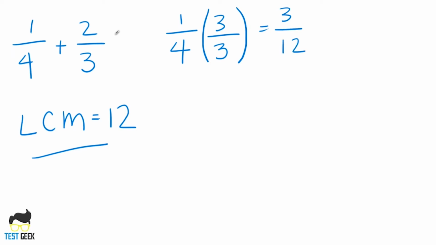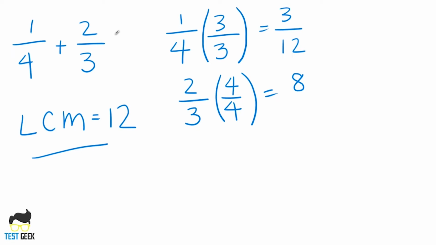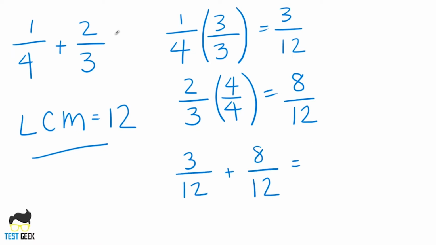And our other fraction, 2/3, how do we get the bottom of 2/3 to 12? We multiply it by 4, right? We have to do on the bottom what we do on the top. So let's multiply both top and bottom by 4. And we would get 8/12. Perfect. And now we can add right across the top and keep our denominators the same. So 8 plus 3 is 11. So our answer would be 11/12.